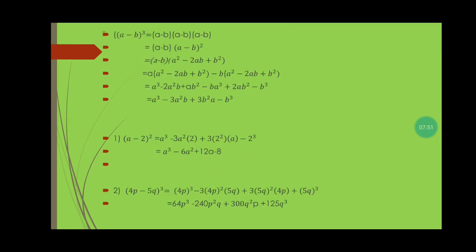Now we will be dealing with problems and exercises based on a plus b whole square, which you have to solve on your own. Now we will be moving to the next expansion, that is a minus b whole cube.